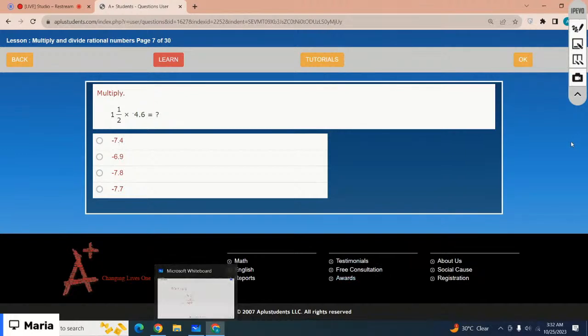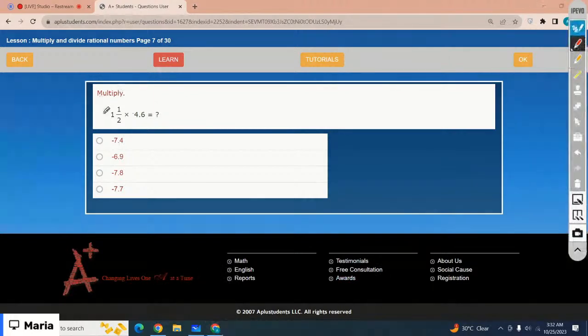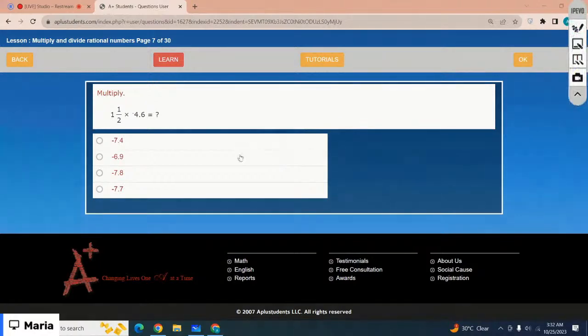That would be 2 times 1 is 2. 3 over 2 times negative 4.6. And you can divide negative 4.6 by 2. So that would be 3 times 2.3. And when you multiply, that would be 3 times 3 is 9 and 3 times 2 is 6. So that would be negative 6 over 9. So the correct option is negative 6 over negative 6.9.